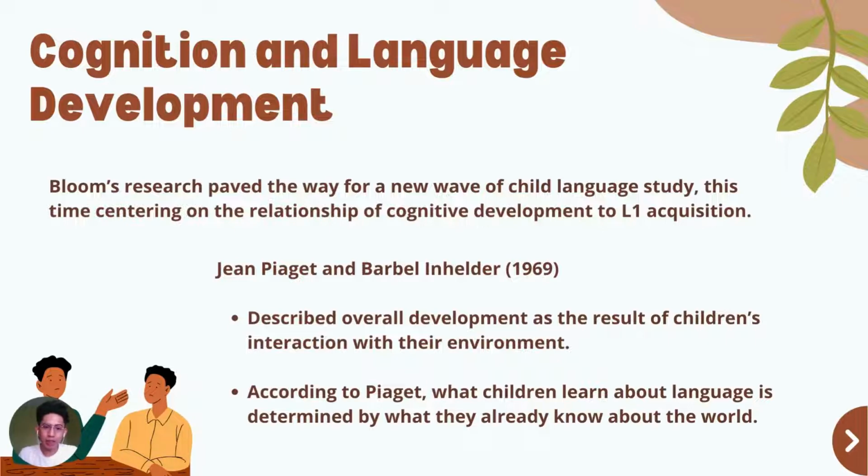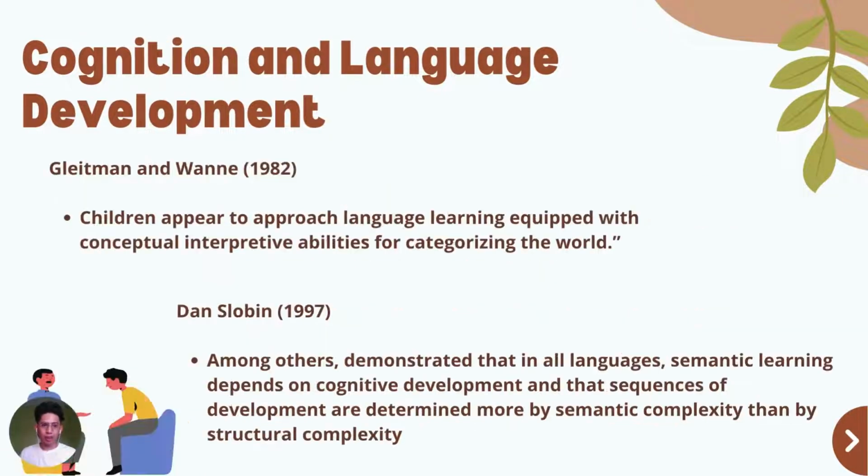Jean Piaget and Barbel Inhelder (1969) describe overall development as the result of children's interaction with their environment. According to Piaget, what children learn about language is determined by what they already know about the world. In short, children are growing and nurtured by the world.